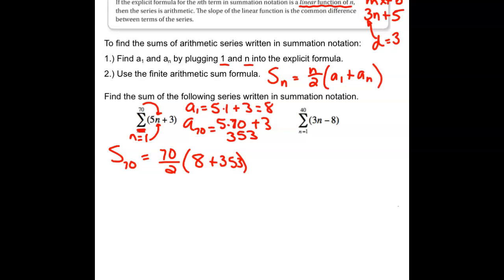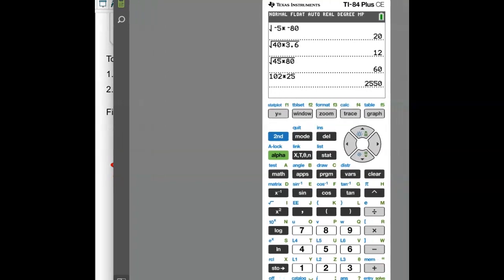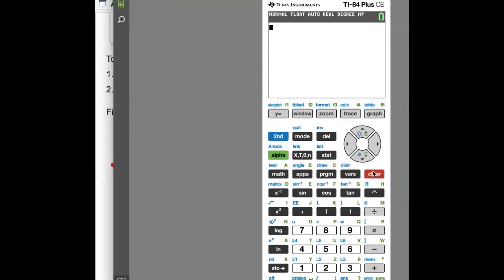And now we simply calculate this. 70 divided by 2 would be 35. 353 plus 8 would be 361. Now, you don't have to simplify it like that. Let's grab our calculator here. And we want 70 divided by 2 times, so we can do parentheses, 8 plus 353. All right, we can type it in just like that. And we get 12,635.